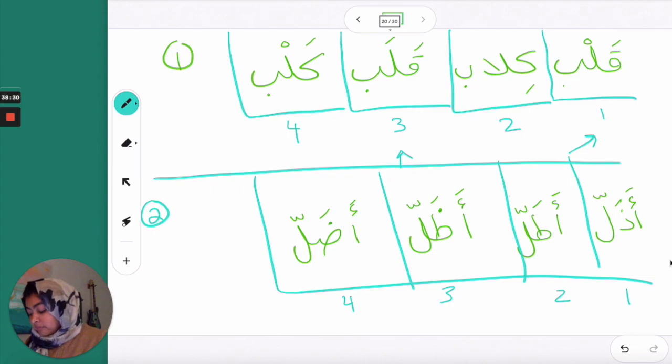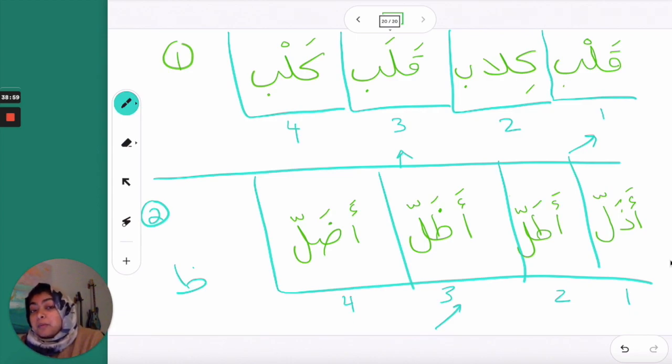Okay. I'm going to say the word أظل. The l. Notice where is my tongue? Aval. And notice, is it light or is it heavy? Which one has the letter? Right here.